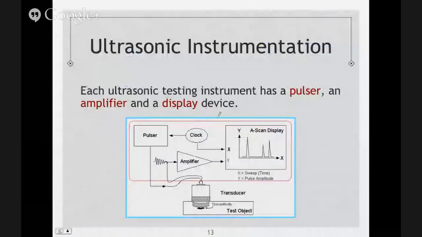So this is going to be a basic ultrasonic equipment. We have our pulser, we have our amplifier, we have our display. In this case, it's showing us an A scan. Even if we didn't have this, we know it's an A scan by the way our indications look. We say that the X axis here would be our time base, so this is in time, and the y-axis would be our amplitude.